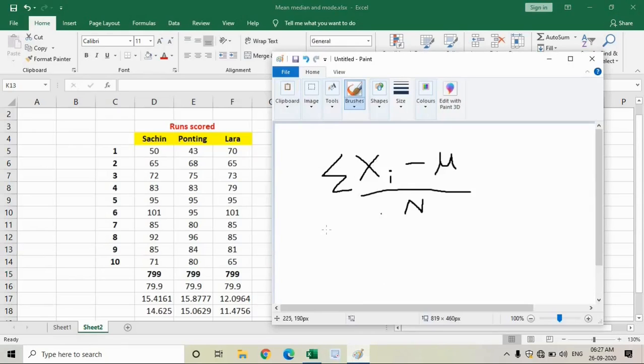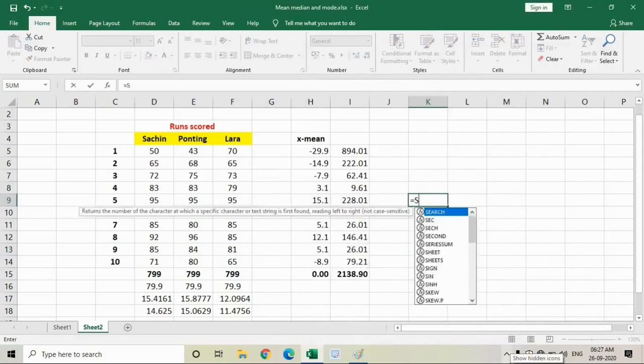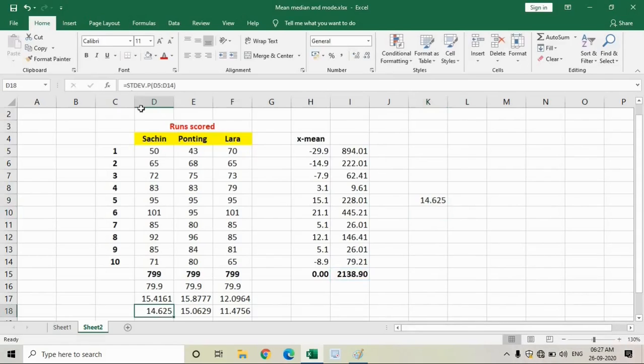Now that's not the original value. To go back to the original value, since we have squared it, we need to find the square root. So this is the original formula of standard deviation. Let's do that. Equal to SQRT function for square root, divided by 10, which is the number of items. That is 14.625. Here it is, the same value.